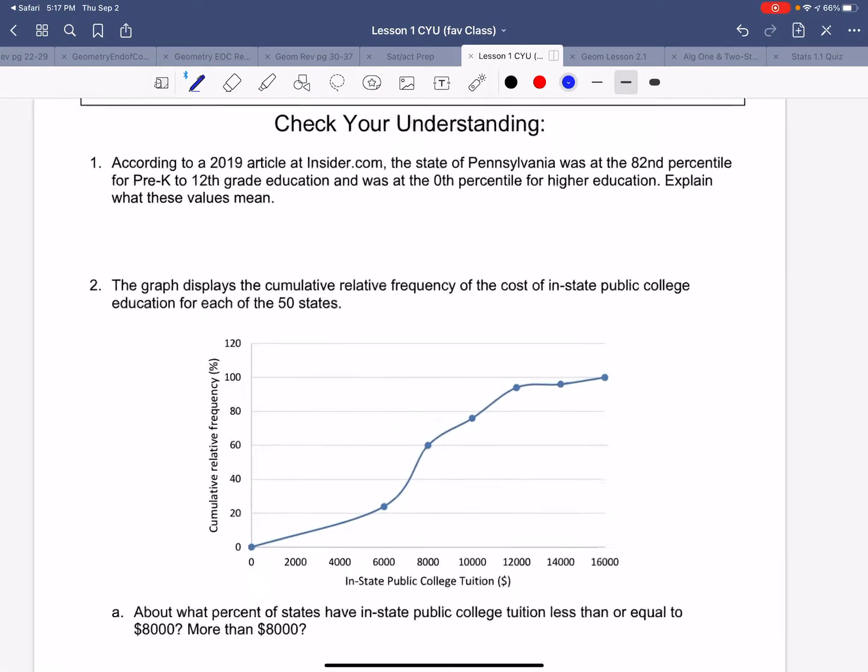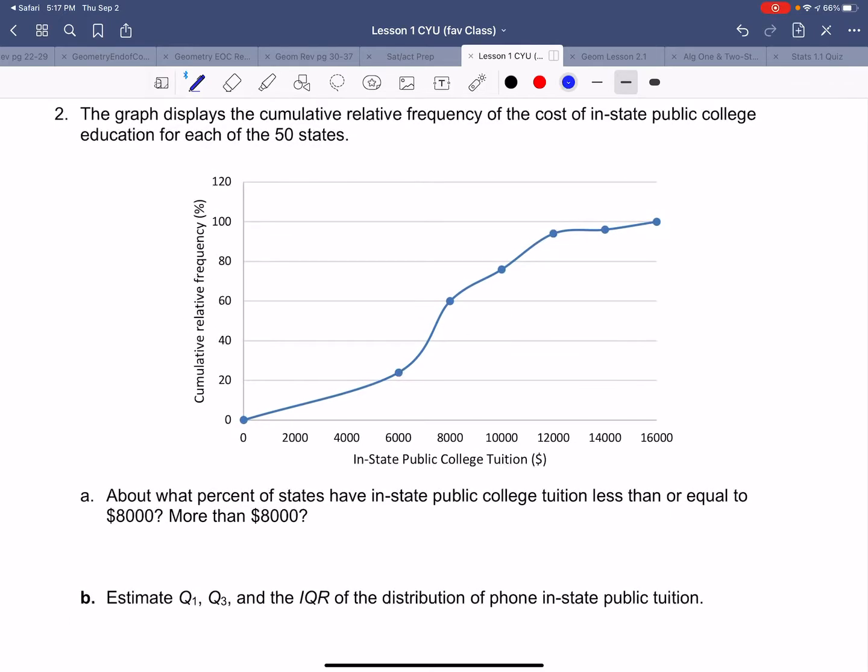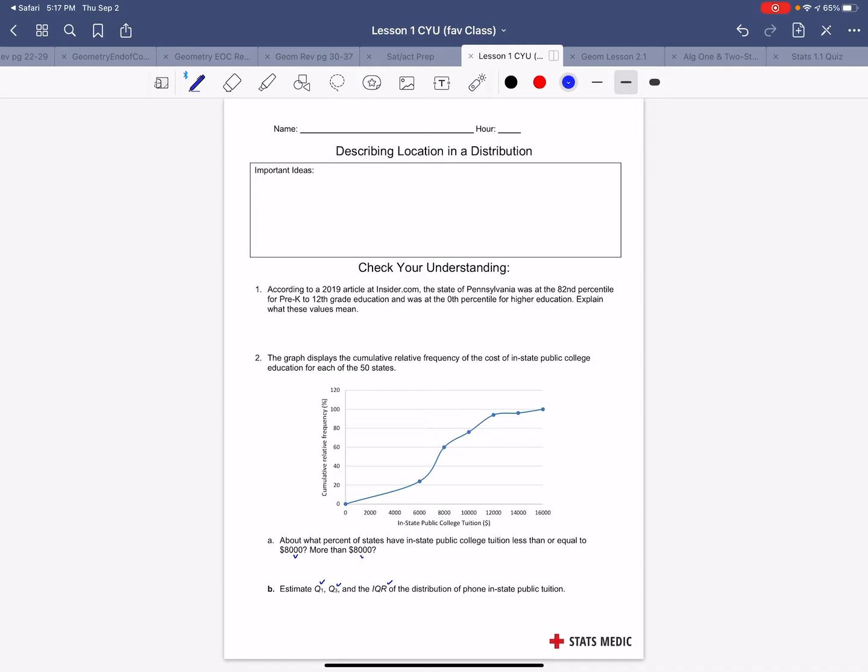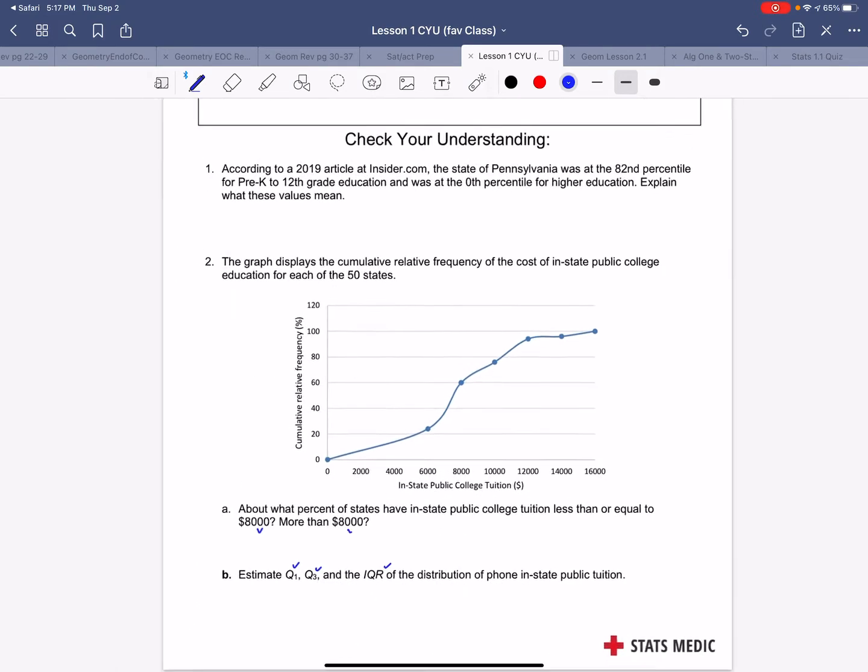And then we actually read one, and we used that to answer quarter 1, quarter 3, and IQR, and also to determine these values, okay? We did that in class, so you can get the notes from another student if you missed that.